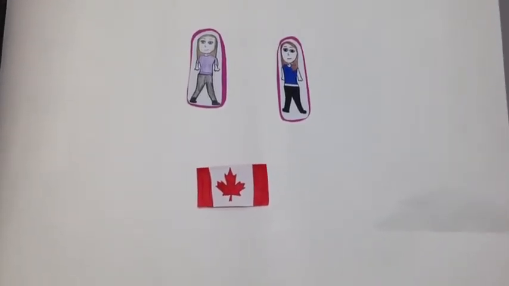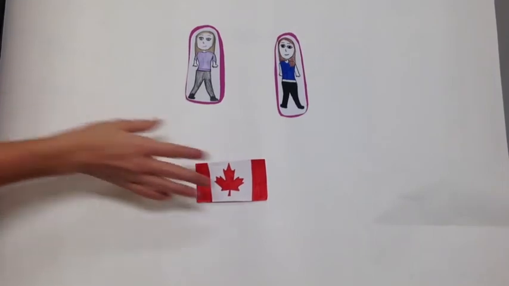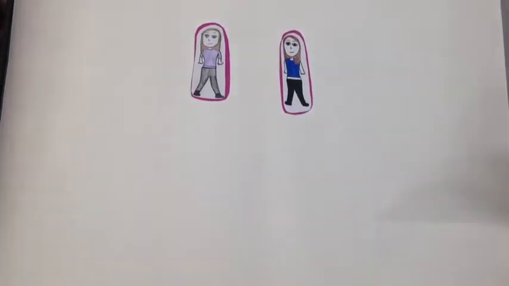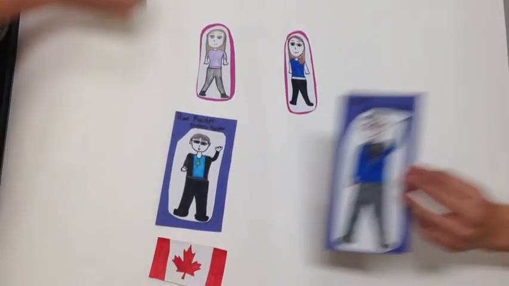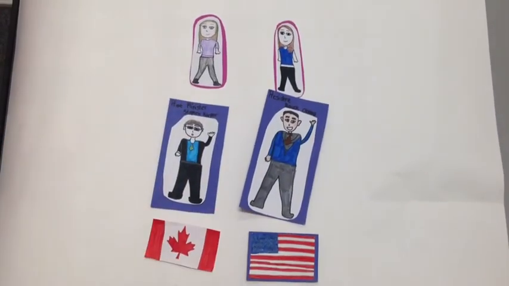Eventually, these rulers and laws evolved. New presidents and prime ministers were elected. Today we have Stephen Harper as our Prime Minister and Barack Obama as our President.